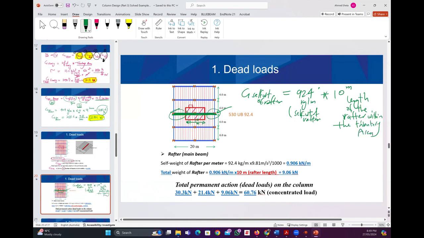Okay, so again, this is kilogram per meter times the meter. So the value will be in kilograms. So G self weight.